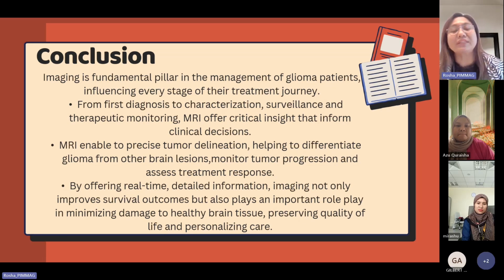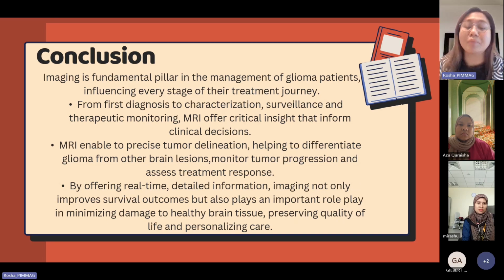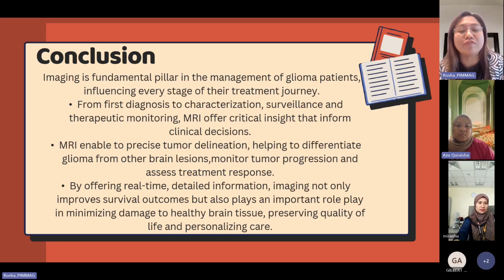By offering real-time detailed information, imaging not only improves survival outcome but also plays an important role in minimizing damage to healthy brain tissue, and also it can preserve quality of life and personal care.